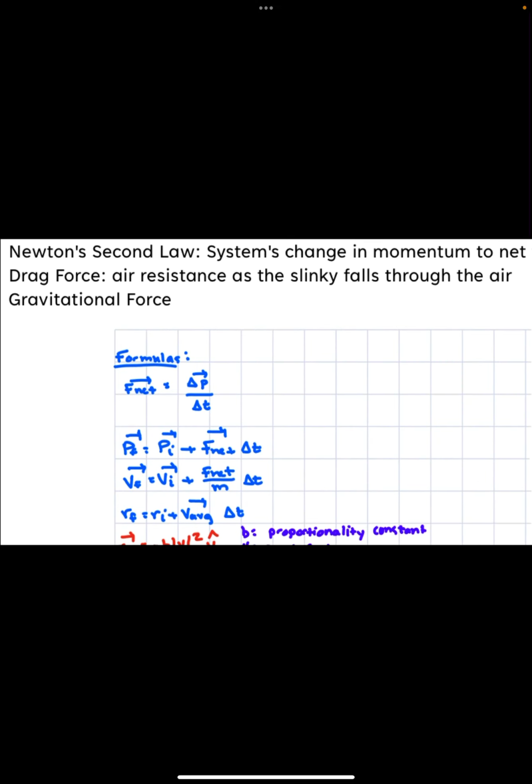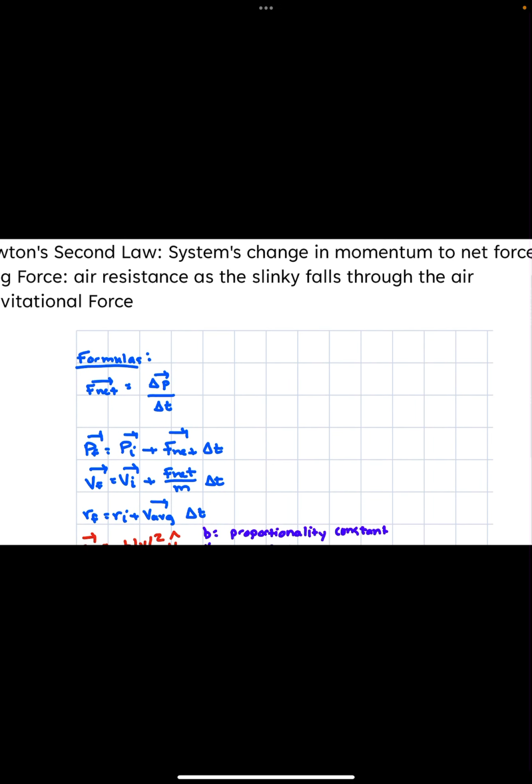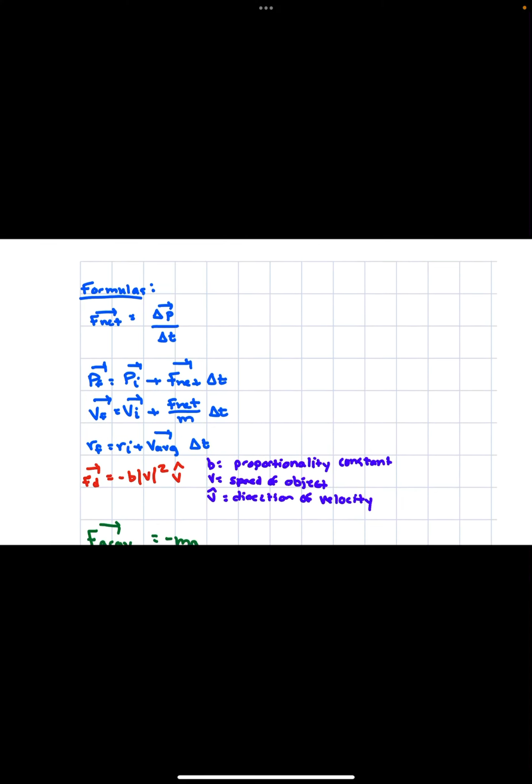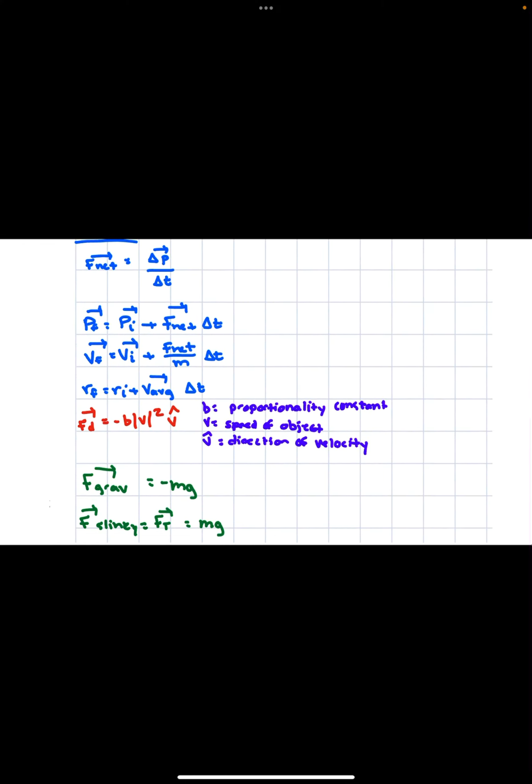Newton's second law is important because of the system's change in momentum to net force applied, and drag force is important because of air resistance as the slinky falls through the air. Some important formulas to note: the F-net formula, which says that F-net is equal to the change in momentum over the change in time; the momentum, velocity, and position update formulas; the force of drag formula; the force of gravity formula; and the formula for the force of tension of the slinky.